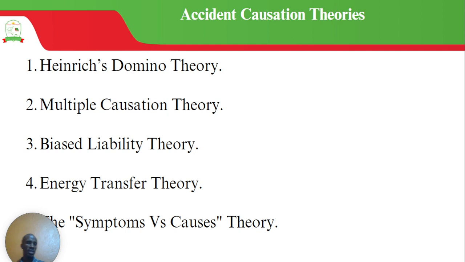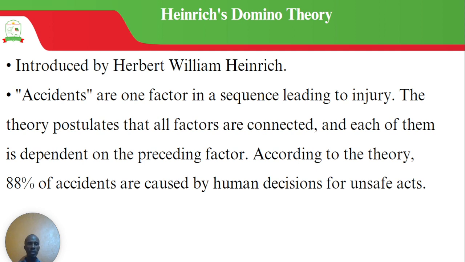So we have theories like the Heinrich domino theory, we have the multiple causation theory, the biased liability theory, energy transfer theory, and symptoms versus causes theory. So there are five, and we are going to look at three or four, and then the others can be for your personal reading. So when you look at the Heinrich domino theory, he looked at accidents as one of the factors in a sequence leading to an injury. That if an injury is on the last part of these dominoes, then the accident is only just one factor in that sequence that leads to this injury.